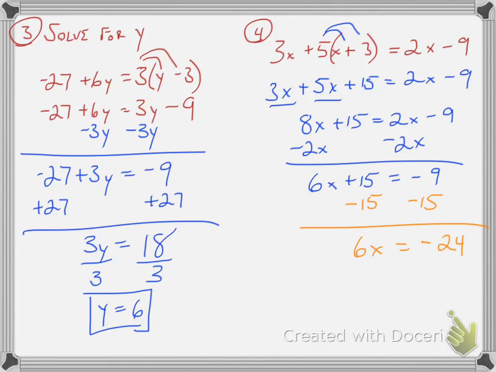Now I have 6 times x. To get rid of that 6, my last step, I'm going to divide by 6. So that means x is equal to a negative divided by a positive stays a negative, and it's -4.